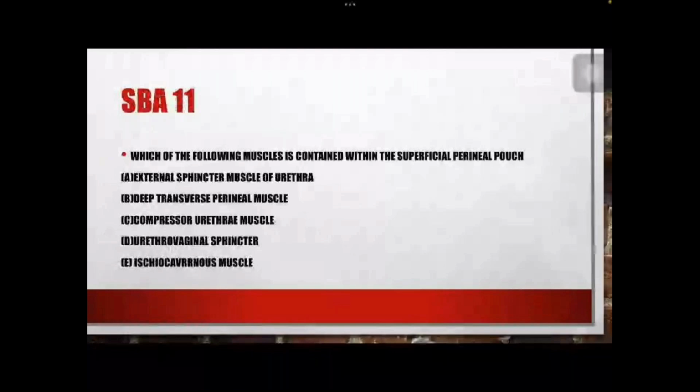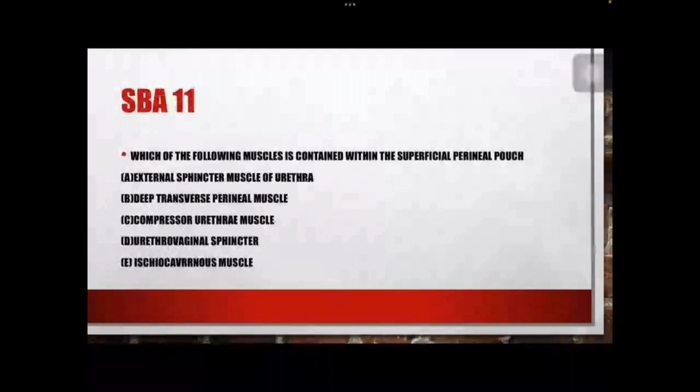Okay, so the next question is which of the following muscles is contained within the superficial perineal pouch? The options are A, the external sphincter muscle of urethra, B, the deep transverse perineal muscle, C, the compressor urethrae muscle, D, the urethrovaginal sphincter, and E, the ischio-cavernous muscle. The answer will be ischio-cavernous. Yes, the answer is ischio-cavernous muscle.